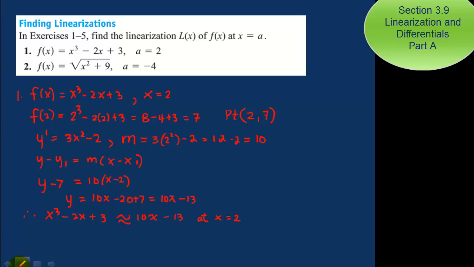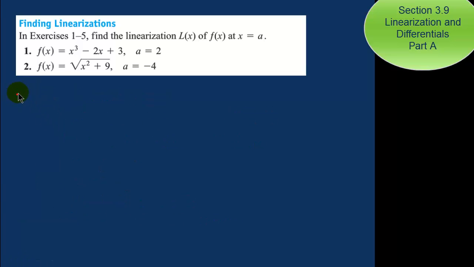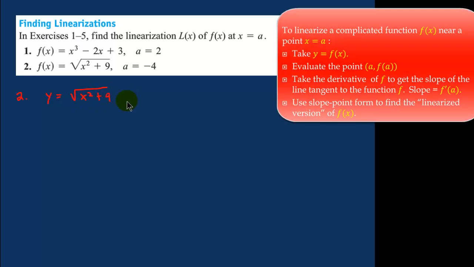Okay, how about we work on number 2? Number 2, we have y is equal to the square root of x squared plus 9, and it's evaluated at x equal to negative 4. Another way of writing y is in terms of its power, x squared plus 9 raised to a half. And first we look at the point.